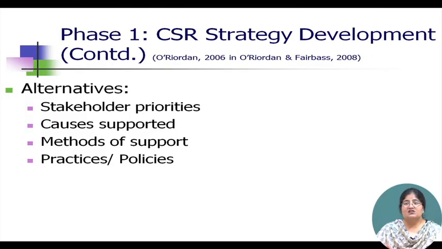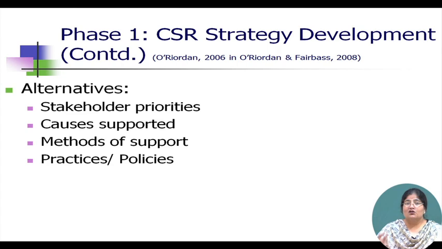Then within phase 1, we have alternatives. Different alternatives are explored. What are the stakeholder priorities? We've discussed stakeholder expectations, we've discussed what stakeholders want, what kinds of things they expect. So what are the stakeholder priorities and how far are you willing to attend to them? The causes that you support. Different alternatives are generated. The causes that you want to support through your organization are decided at the planning stage, at the CSR planning stage.